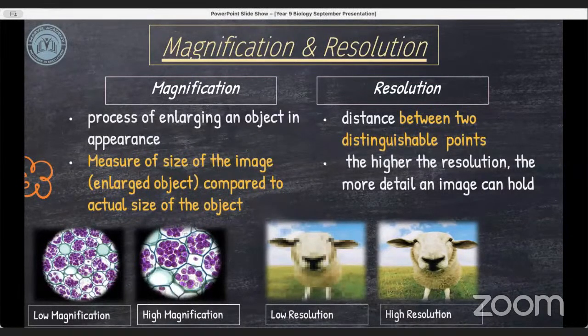So magnification is how big the object is, so that is no problem. But speaking about clarity, resolution is very important, because if the resolution is not proper, the image will be a little bit blurred.